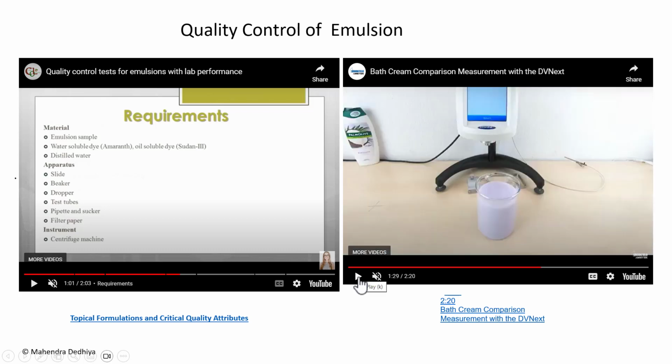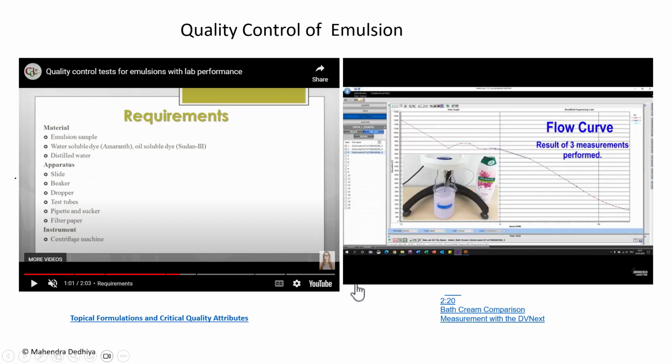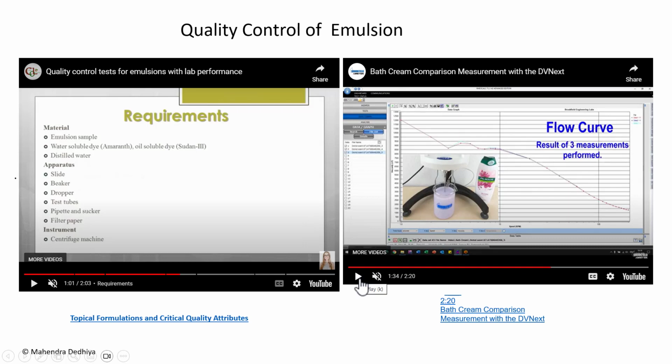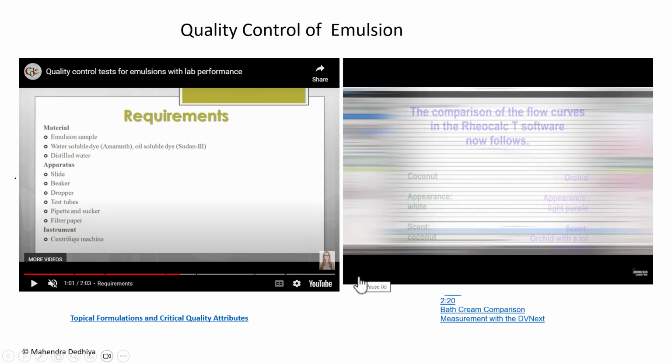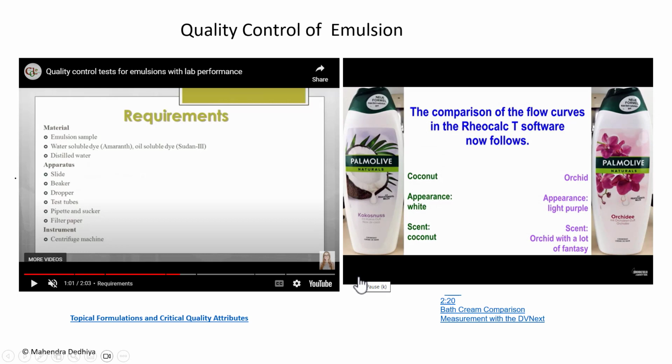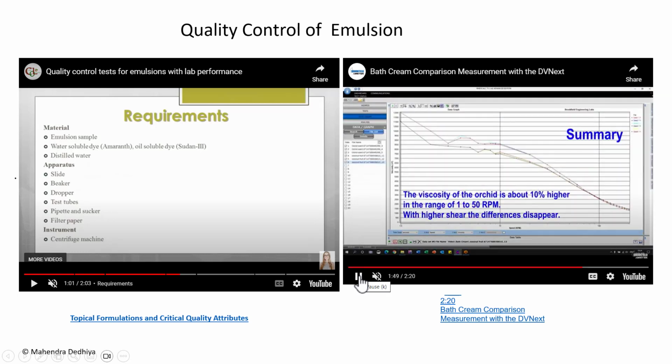Let's look at the viscosity profile of the second product. The flow curve again shows a shear thinning effect. Now we can compare these two products. In this case, the viscosity of the orchid product is about 10% higher at different shear rates as compared to the coconut product. This type of information is helpful in understanding stability profiles and the quality of the products.